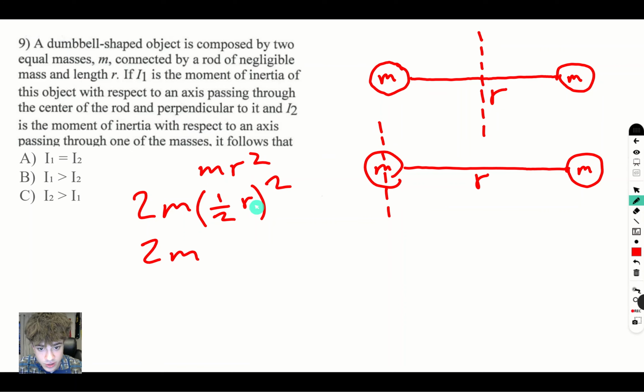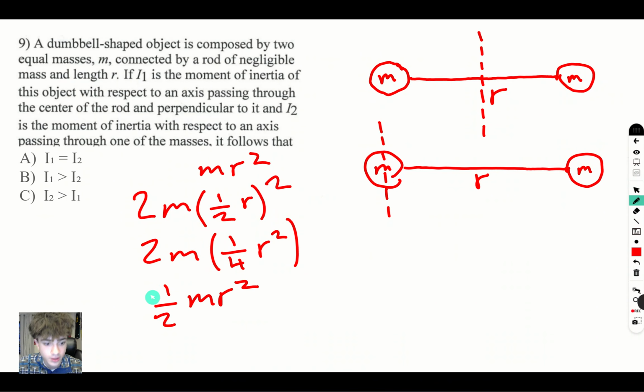2m, let's distribute this square. 1/2 squared is 1/4, and r to the power of 2 is just r squared. Now let's multiply this out, and we get 1/4 times 2 is 1/2. 1/2 mr squared. That will be our I1.